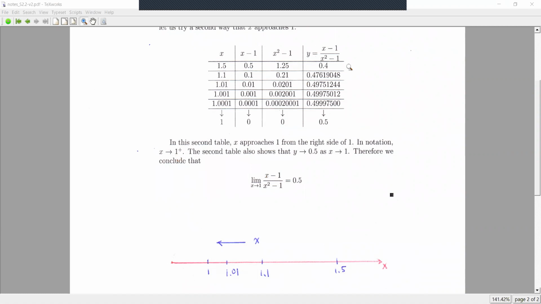The last column of the table also shows that the value of the dependent variable y, or the value of the function, still approaches the same number, 0.5. So with the first table and the second table together, we conclude that the limit of the function as x approaches 1, no matter how x approaches 1, the function approaches the same number, 0.5. So the limit is 0.5.